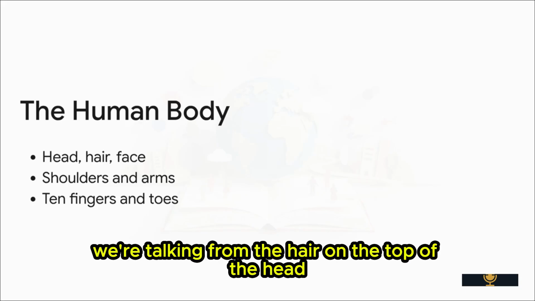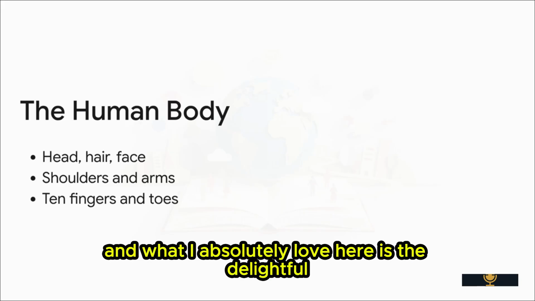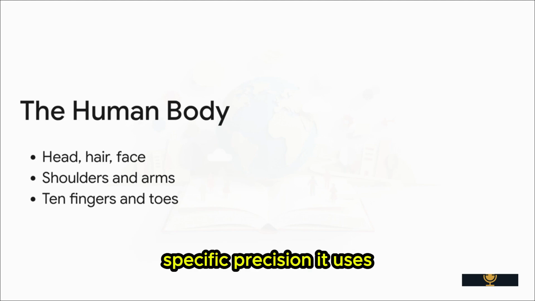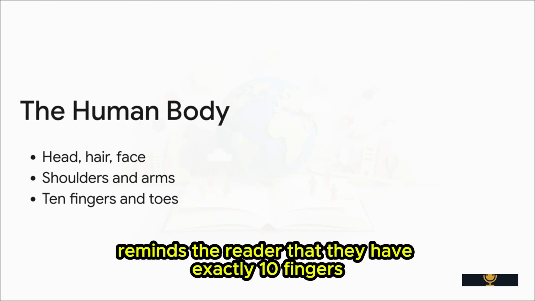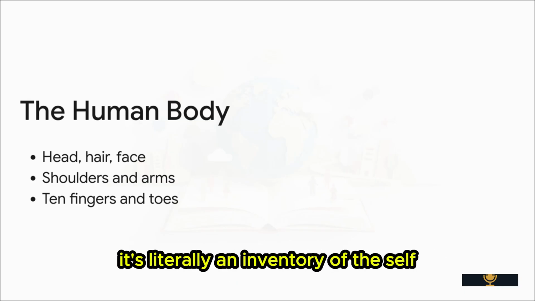We're talking from the hair on the top of the head, down through the neck, the waist, and the hips. And what I absolutely love here is the delightful, specific precision it uses. It explicitly reminds the reader that they have exactly 10 fingers and 10 fingernails, 10 toes and 10 toenails. It's literally an inventory of the self.